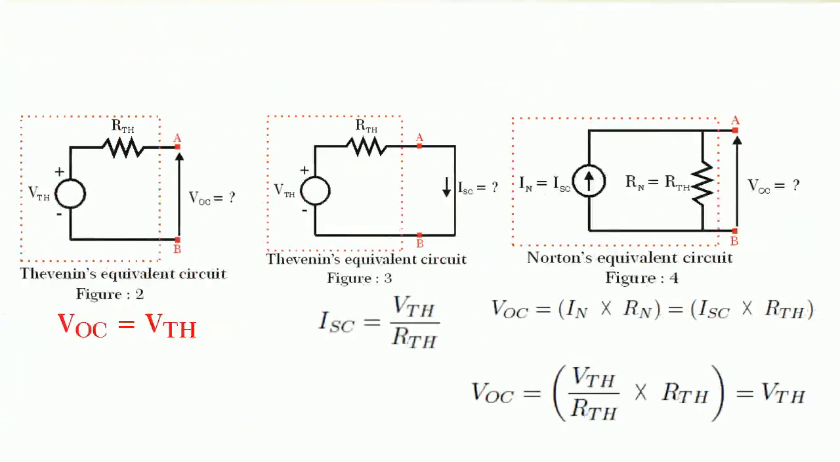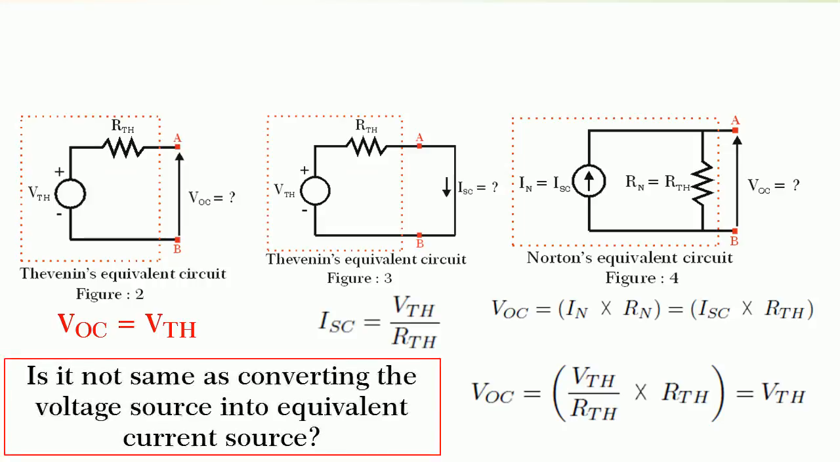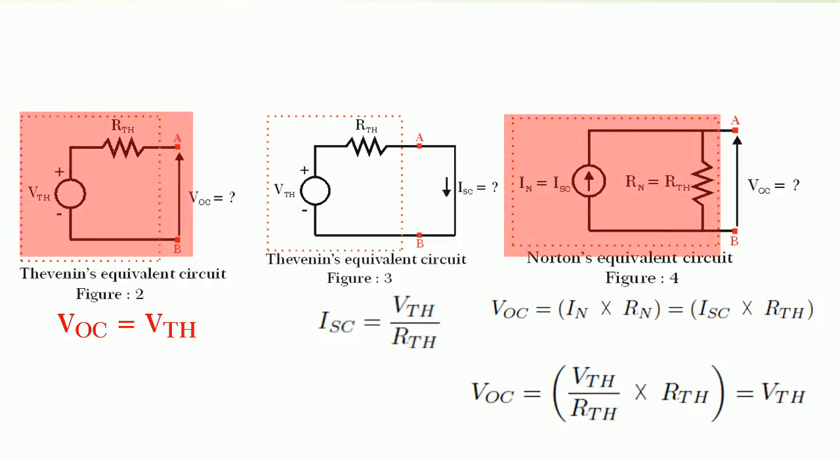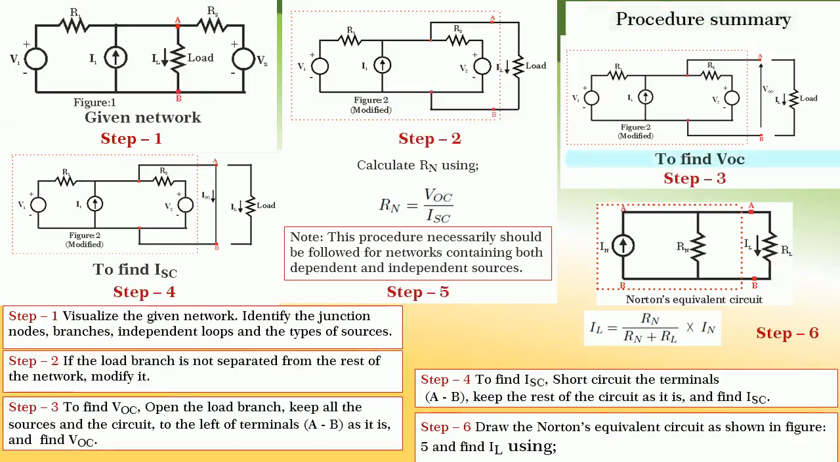Now you may be thinking, is it not converting voltage source into current source? Yes, definitely friends. Here we are converting the Thevenin's equivalent circuit, which is a voltage source, into an equivalent current source. That's all.